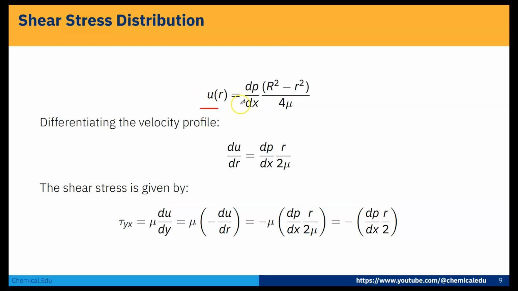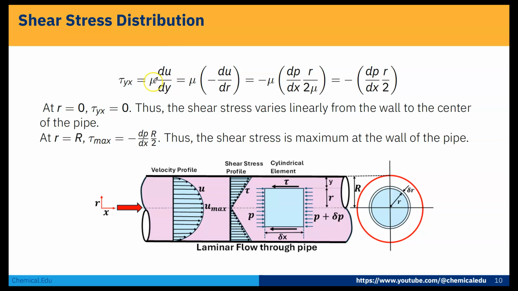Next, we got u of r is equal to this. Now if we differentiate, du by dr will be dp by dx times r by 2 mu. We already got that. Now shear stress is tau yx is equal to mu du by dy, or minus mu du by dr. So from here we get minus mu times dp by dx times r by 2 mu, so minus dp by dx times r by 2. We already got that. Now at r is equal to 0, tau is 0, and at r is equal to capital R, tau will be tau max, that is minus dp by dx times R by 2. So shear stress is maximum at the wall of the pipe.